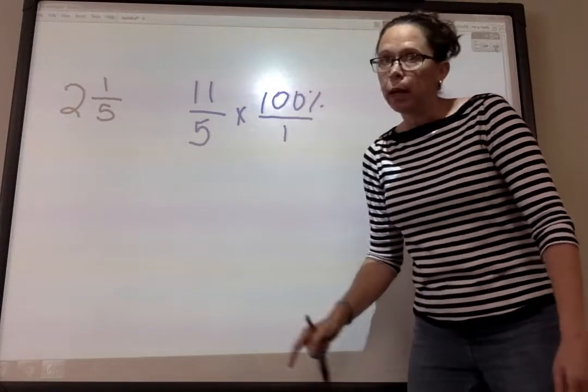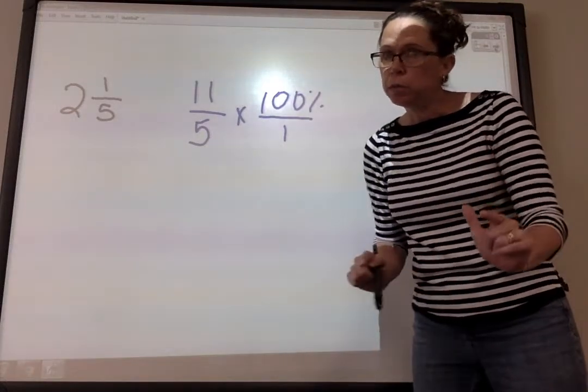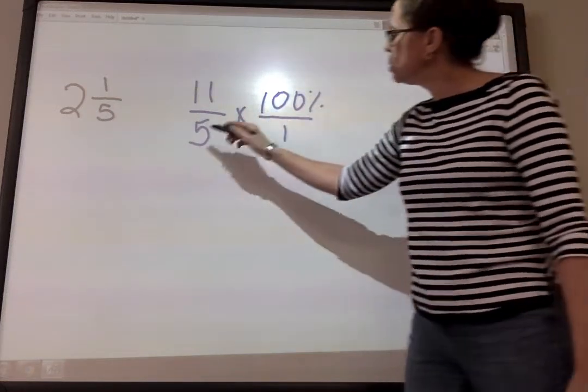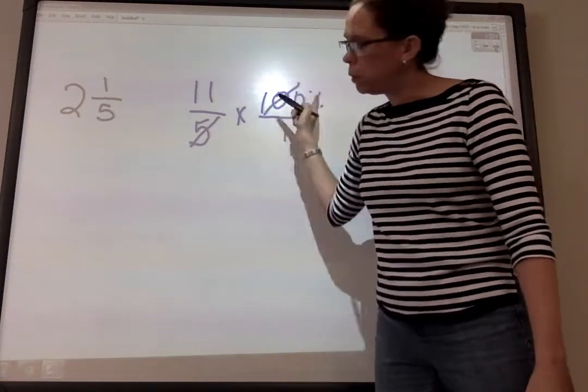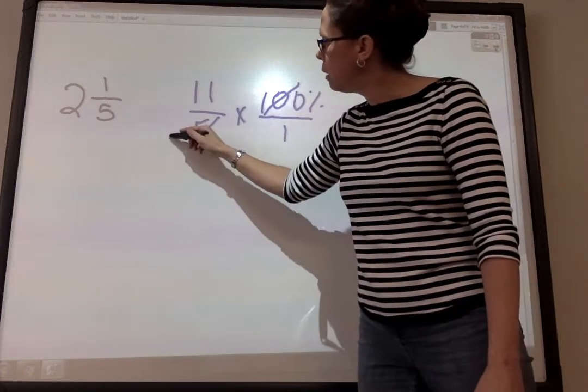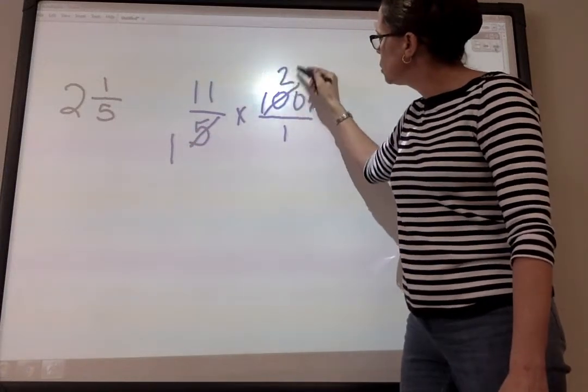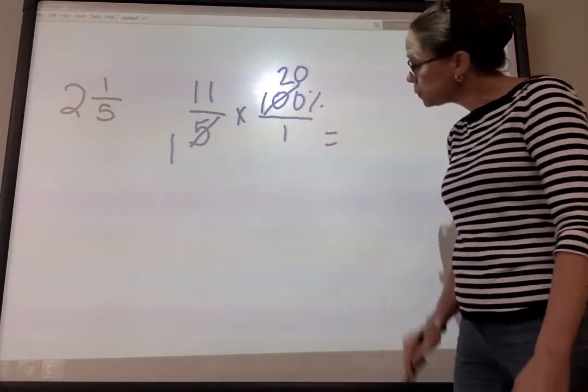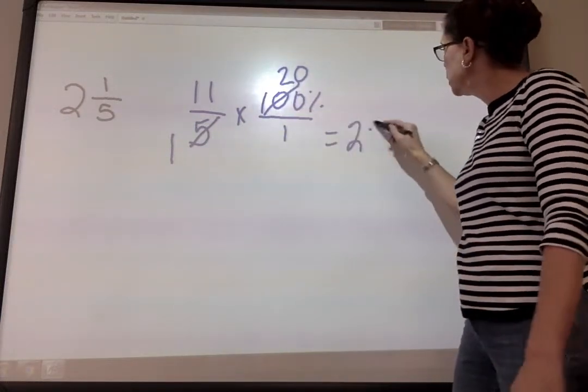Now, before I multiply, we already learned how to reduce before I multiply, because 11 times 100 is a great big number. So let's reduce 5 and 100. I can reduce it by 5s. 5 goes into 5 one time. 5 goes into 100 20 times. So now I have 11 times 20. 11 times 20, 220%.